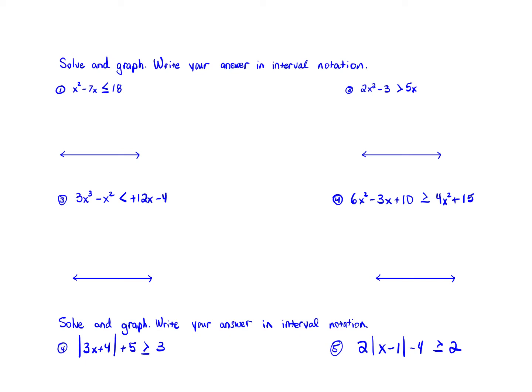All right, so this is your review for your quiz tomorrow, which covers 1.7 Part 2 and 1.8. We're going to start by looking at these inequalities, and we're going to solve them, graph them, and write our answer in interval notation. If we look at example 1, we have x squared minus 7x is less than or equal to 18. With all of these, you want to make sure they're equal to 0, or less than or equal to, greater than or equal to, less than, greater than 0.